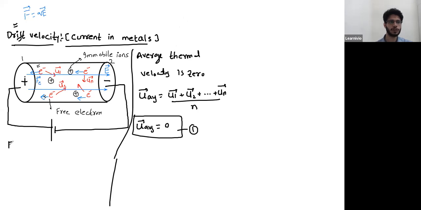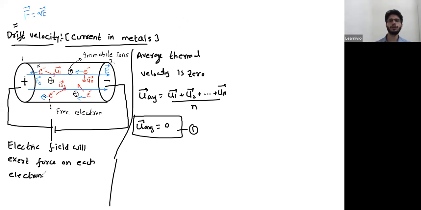So the electric field will exert force on each electron. So this electric field will exert force on each electron. So the force is minus of eE. That's my second equation.